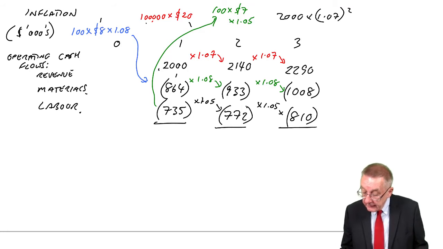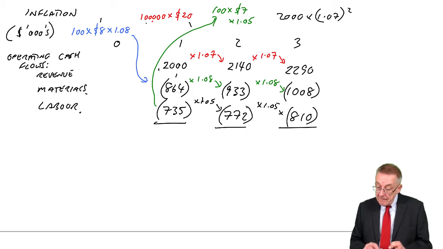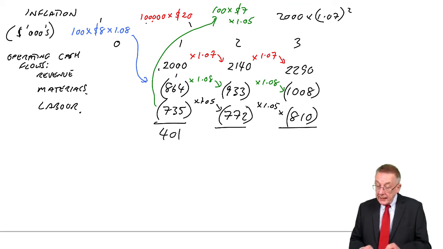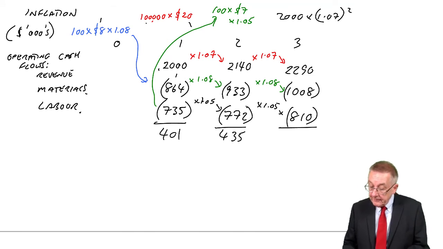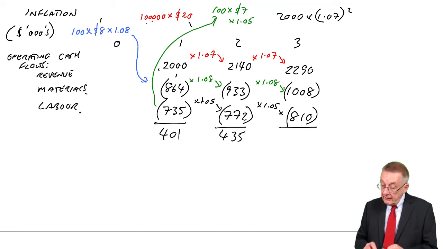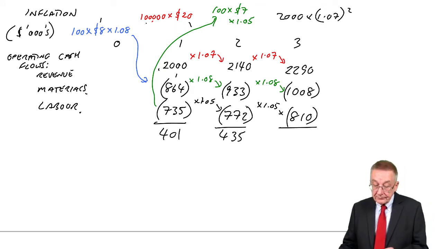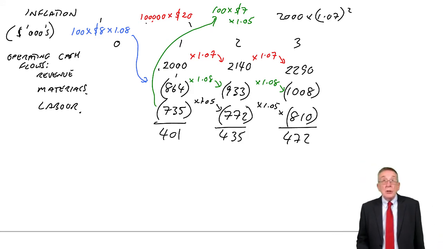The net operating flow, time 1, 2000 minus 864 minus 735. 401. Time 2, 2140 minus 933 minus 772. 435. 2290 minus 1008, 810, 472. What do we do next?